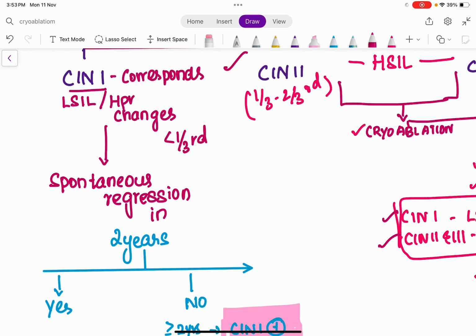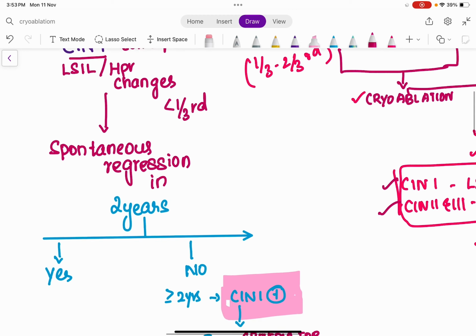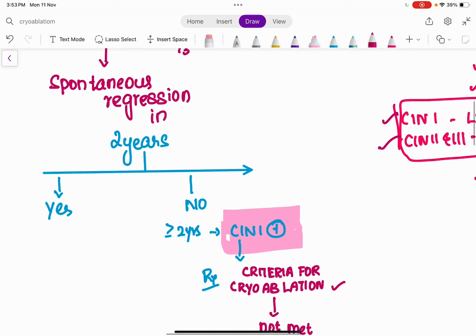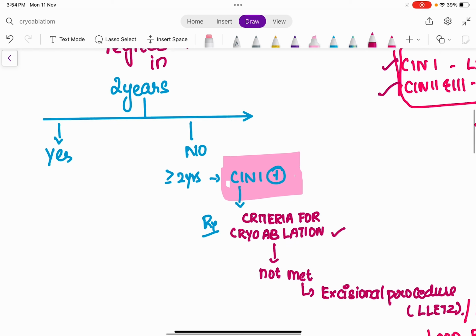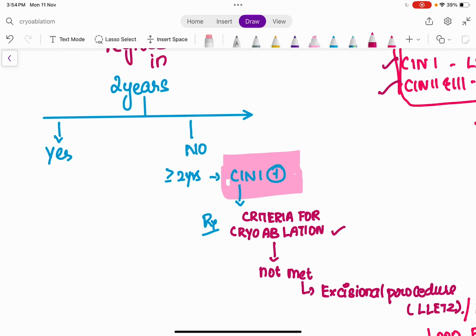Since it is involving less than 1/3 of the cervical thickness, there are high chances that this cervical intraepithelial neoplasia will spontaneously regress in the next 2 years. If it is going to regress in the next 2 years, then it is well and good. You can just resume the process of screening for cancer cervix in that patient for the set years in the guidelines. But if in the next 2 years there is no spontaneous regression of cervical intraepithelial neoplasia type 1, you have to take some vigilant action, because it is high time.